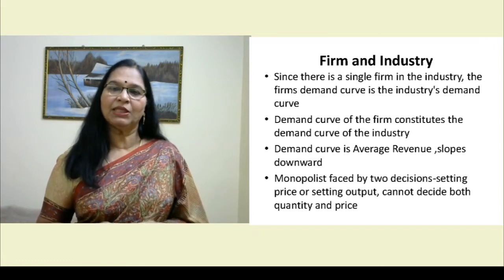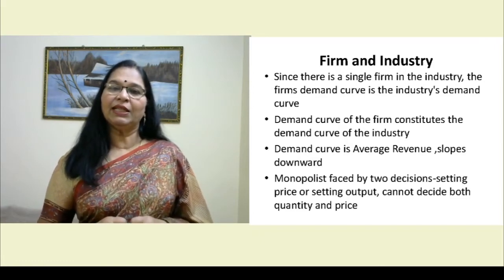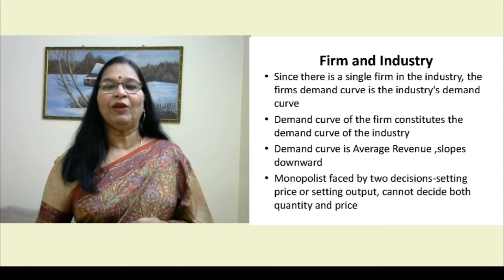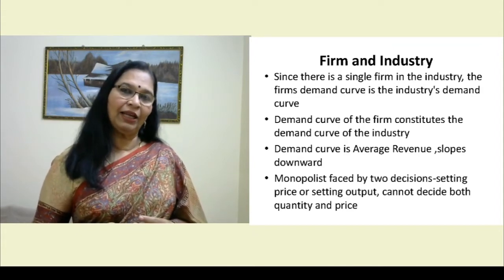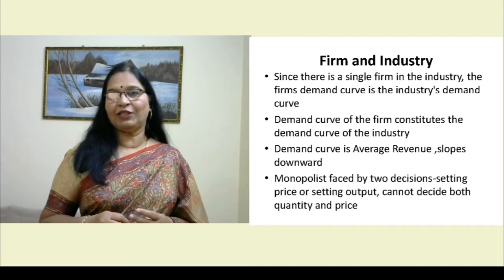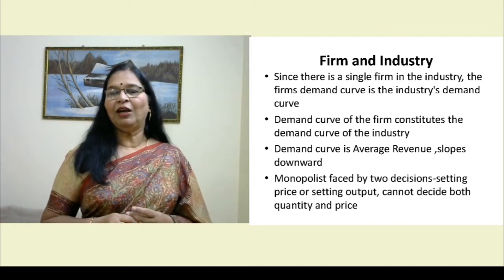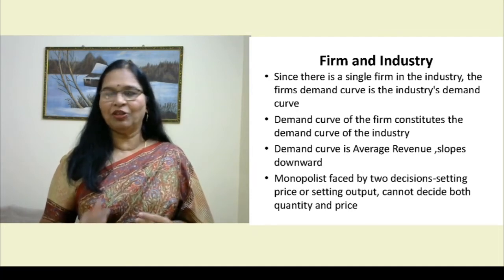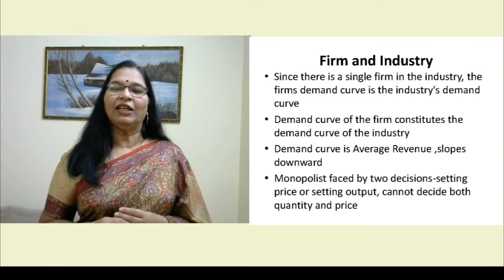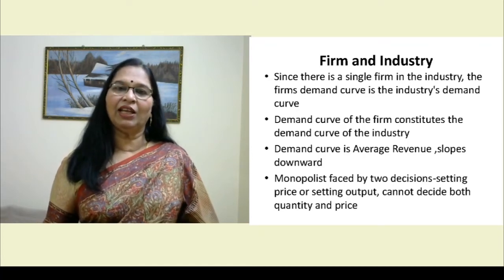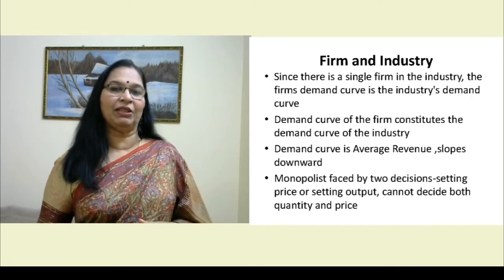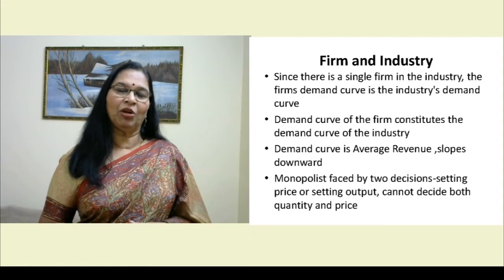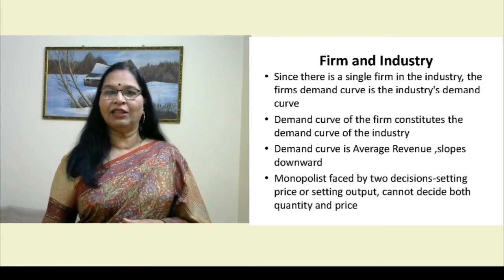A monopolist is faced with two decisions: setting the price or setting the output, but he cannot do both. What does that mean? If the monopolist fixes the price at very high levels, then the consumers will fix the output that will be purchased. On the other hand, if the firm has decided the output to be of this kind, then the consumers will decide at what price they will buy the product. However, the monopolist cannot fix both the price and the output.